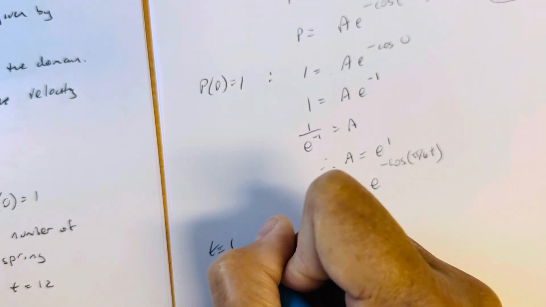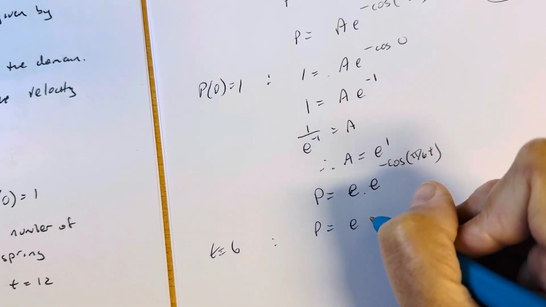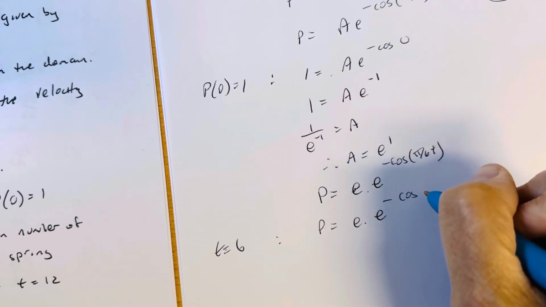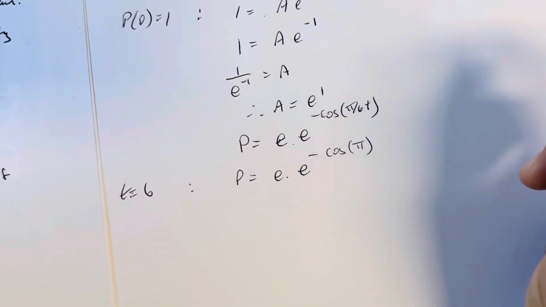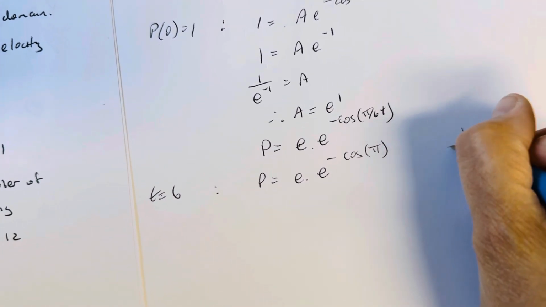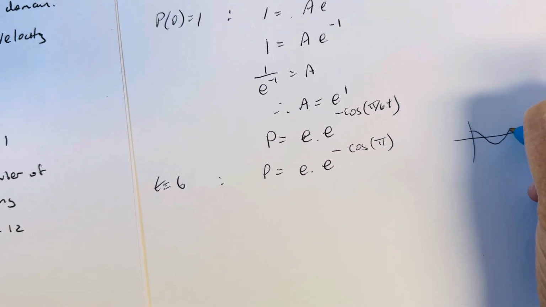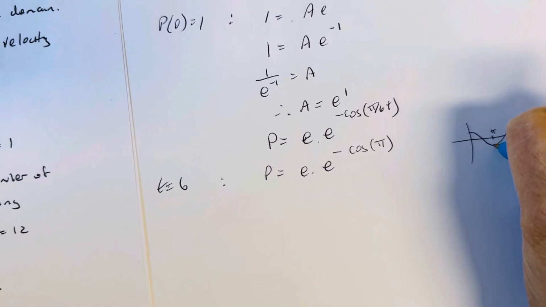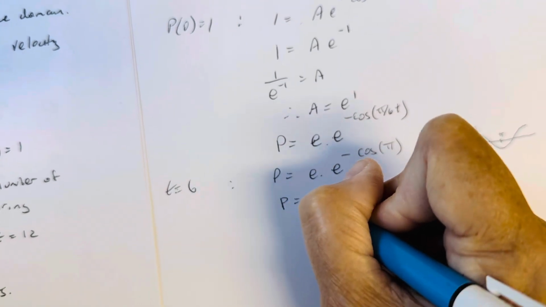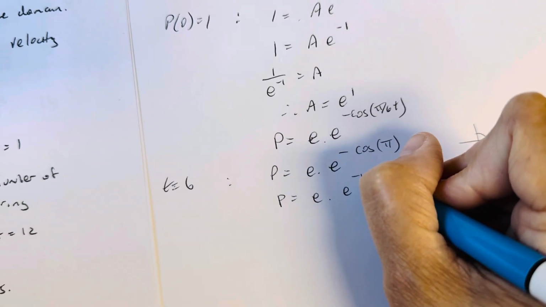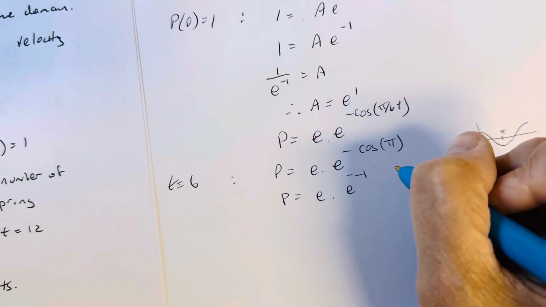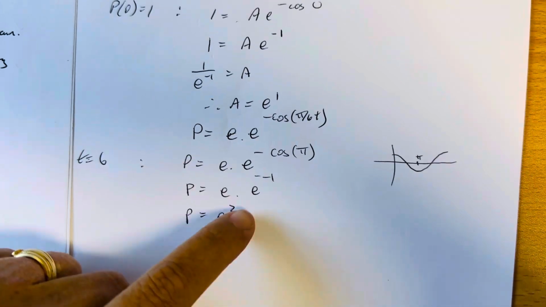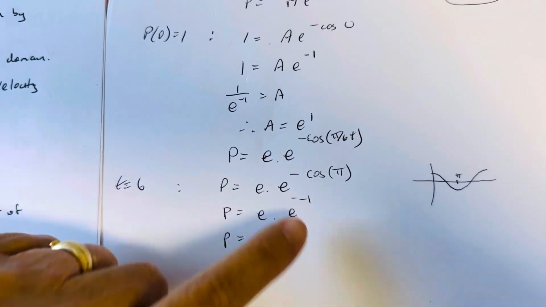Now when t equals 6, P equals e times e to the negative cos, and if I times that by 6, that'll be π, won't it? And now my cos graph goes like this. At π, it's going to be negative 1. So P will be e times e to the negative negative 1. So P equals e squared, because that's negative 1, so it's 1. e times e is e squared.